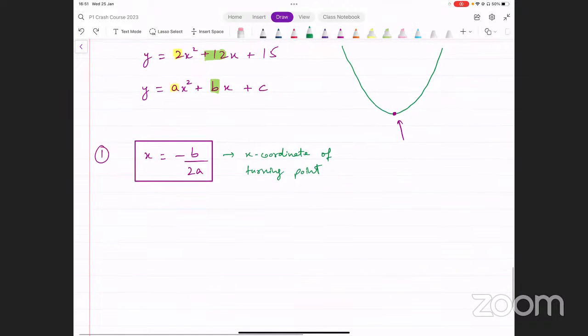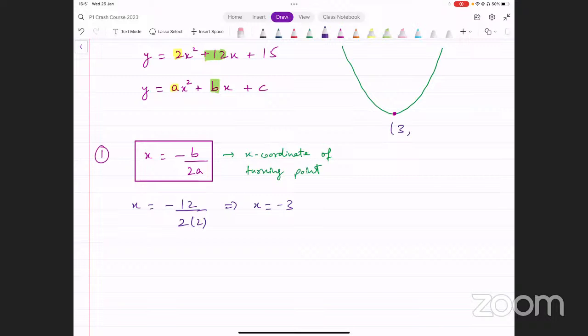What's the x coordinate of the turning point? x equals minus b. The value of b here was 12. So that's minus 12 divided by 2 times a. The value of a is 2. And this gives us x equals minus 3. This is the x coordinate of the turning point.